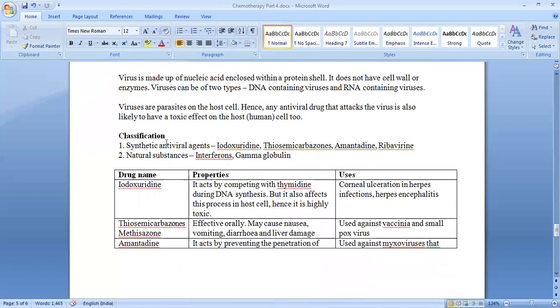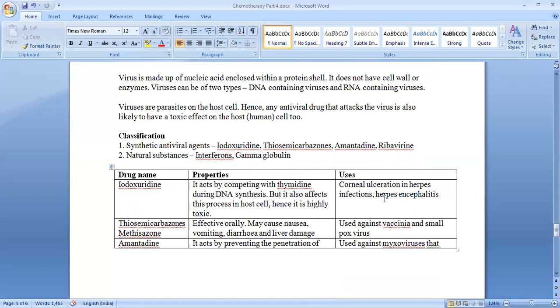There are synthetic antiviral agents like idoxuridine, thiosemicarbazones, amantadine, and ribavirin. And there are natural substances which we can use, which are developed in the human body only, called interferons and gamma globulin. So idoxuridine was developed and used, but it is highly toxic. It competes with thymidine during the DNA synthesis process, and because of this it will also attack the host cells, so it's very toxic and not much used.